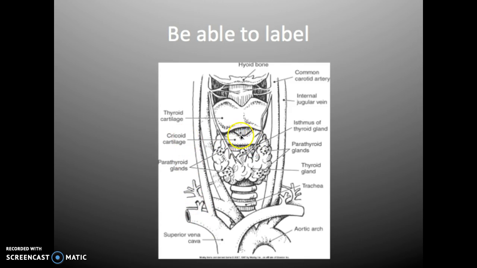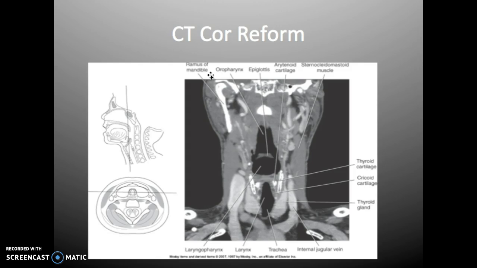Also your cricoid cartilage and your thyroid cartilage, and here up top is your hyoid bone. So looking at a CT reformatted image, if we start with the ramus of your mandible, oropharynx here, epiglottis, arytenoid cartilage with your thyroid cartilage, and your cricoid right below that. Here's your thyroid gland on either side. Coming down, this is your internal jugular. Going into your superior vena cava.